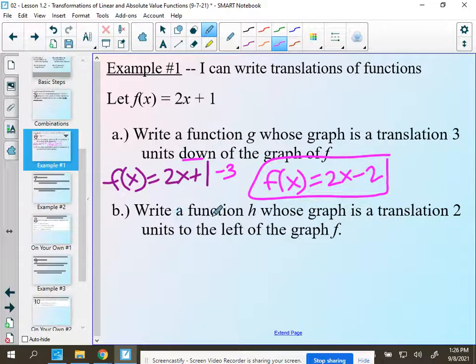Write a function h. So it's asking us, I should change this. My bad on that last one. I'm going too fast now. It said come up with a new function g, so I should call this new function g of x. That was my fault. This part B is asking us to come up with a new function h, whose graph is a translation 2 units left.